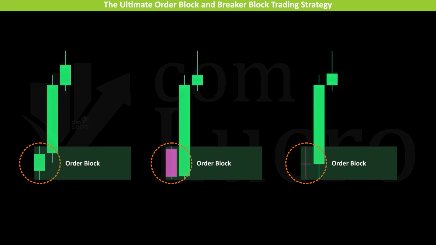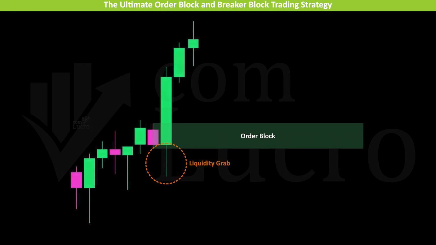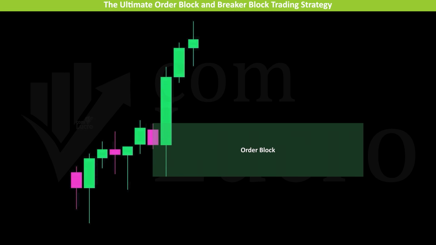Here's an important point to remember. Sometimes, the wick of a candle grabs liquidity just before the imbalance occurs. When that happens, we also include that wick as part of the order block zone. This marks the true beginning of the imbalance. And for safety, our stop loss should always be placed just below that wick to protect the trade.